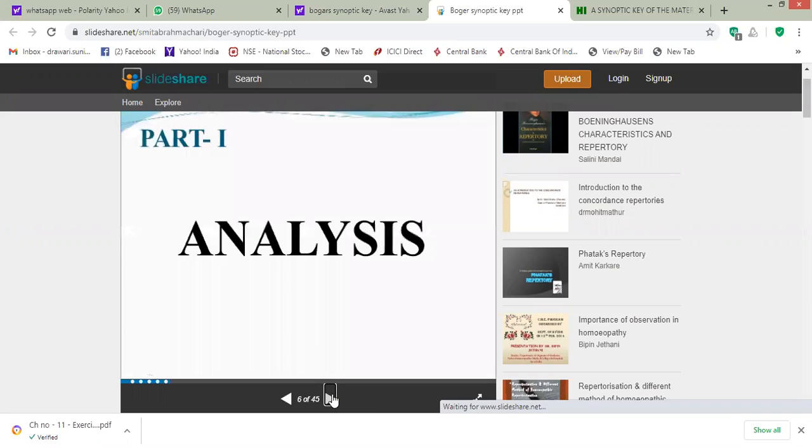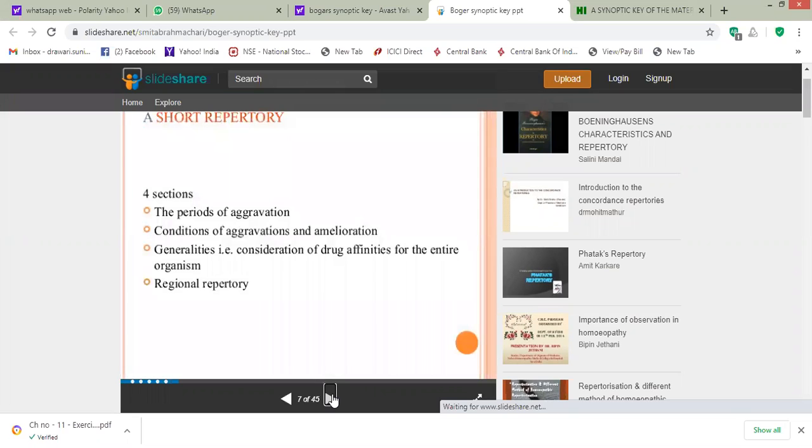Part 1 is analysis; we will discuss this, but in short we will revise. Analysis is a short repertory. It is nothing but the repertory part of this book. There are 4 sections in this part: the periods of aggravation, conditions of aggravation and amelioration, generalities, that is the consideration of drug affinities for the entire organism, and the regional repertory.